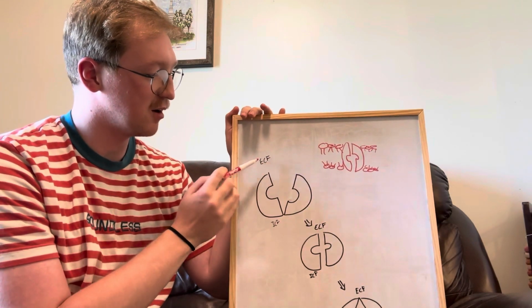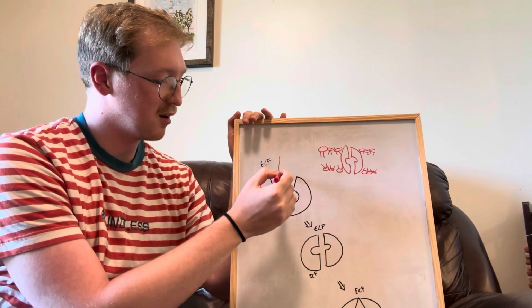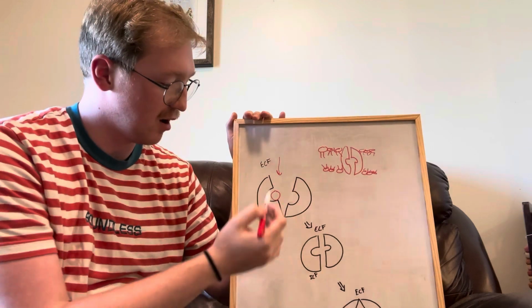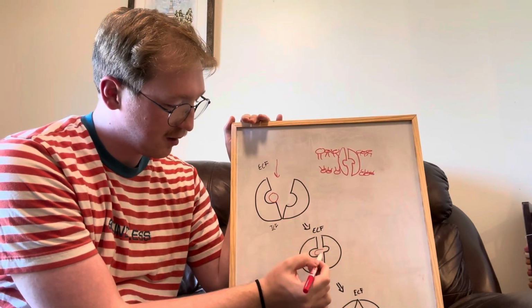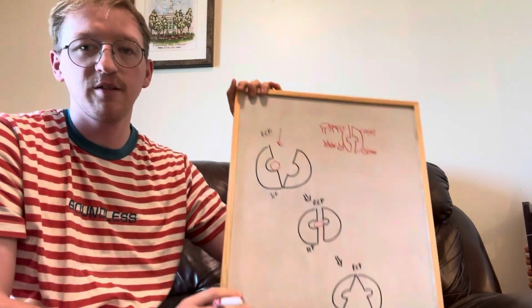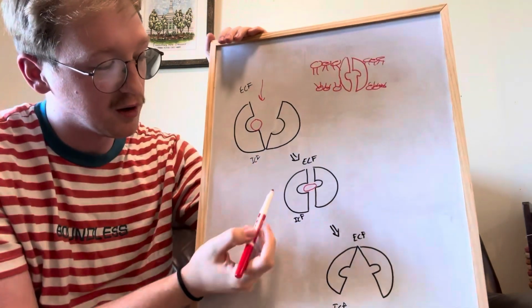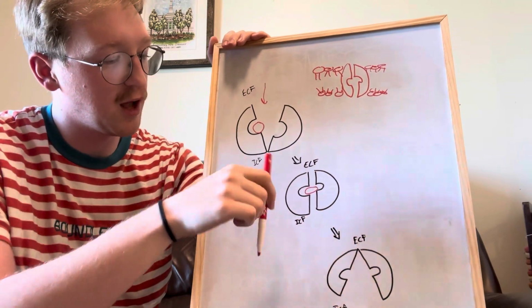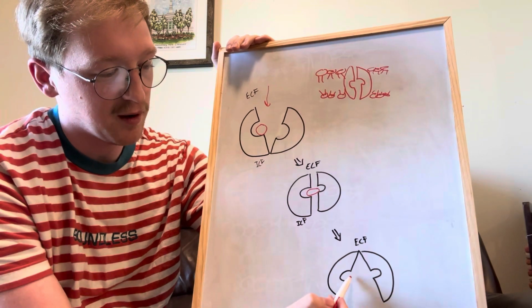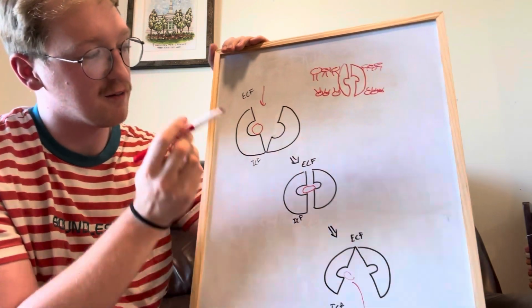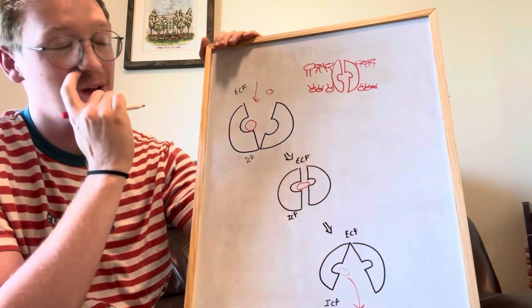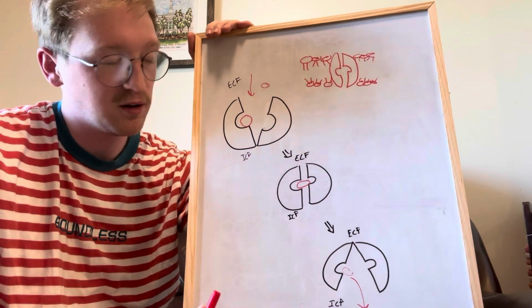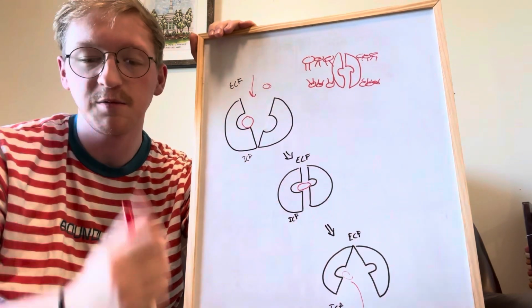So if we're in the ECF here and a particle comes in and it attaches here, then a shape change occurs. So it would become this shape where it closes off to both sides as it's moving through the carrier, and then it would finish by opening here and opening into the ICF, where we started in the ECF with that particle. There's no energy required in this. This is totally facilitated diffusion with no types of energy.